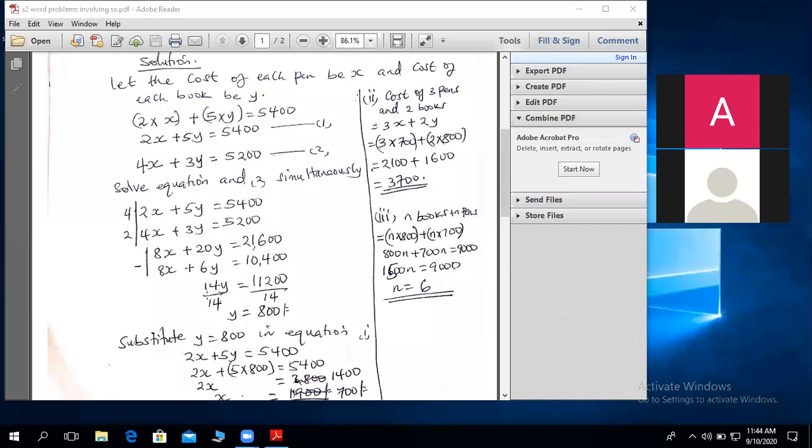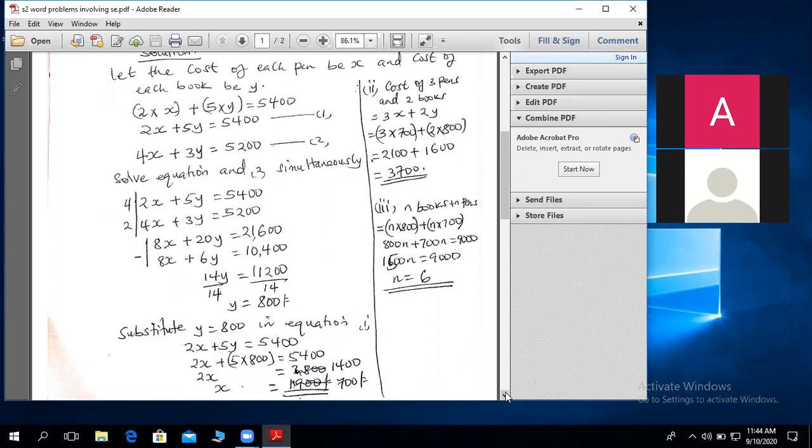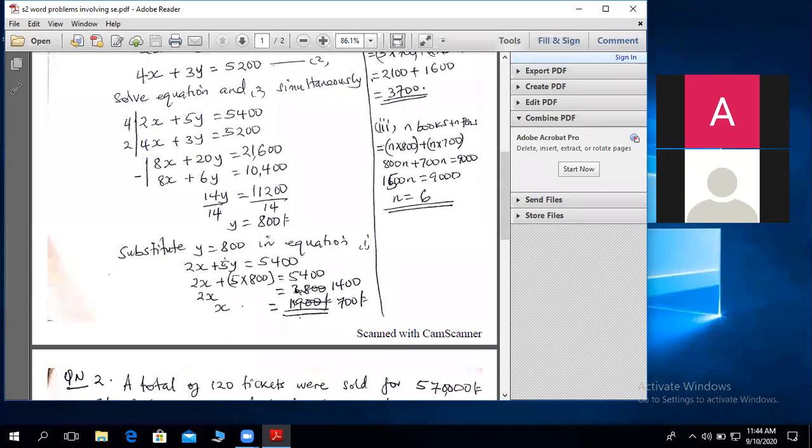Then, of course, we divide by 14 both sides to get y. Calculators, I think the answer is 800. The answer should be 800. So the value of y is 800.